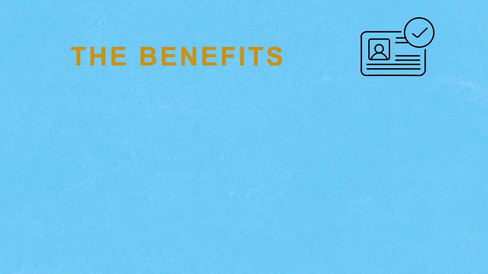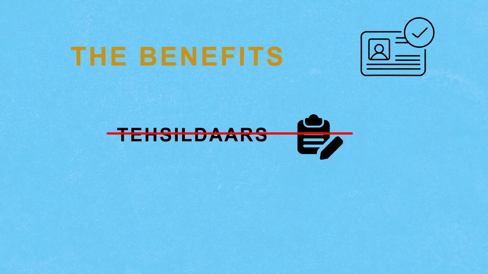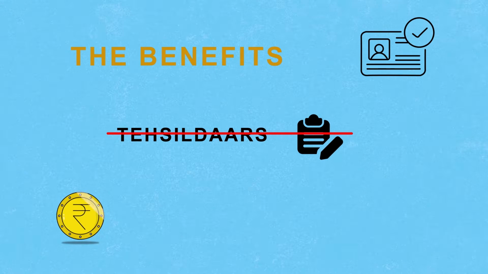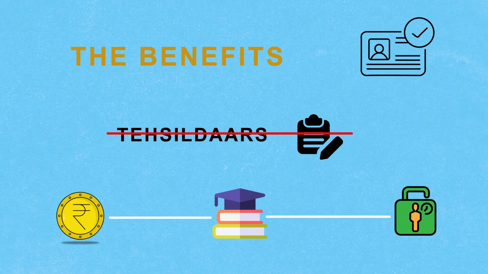The SVAMITVA scheme has quite a few benefits. Apart from solving the property ownership crisis, it will eliminate the need for tehsildars and physical land record registers. Since landowners can now avail financial services, their children can gain access to higher education, therefore liberalizing the rural youth.